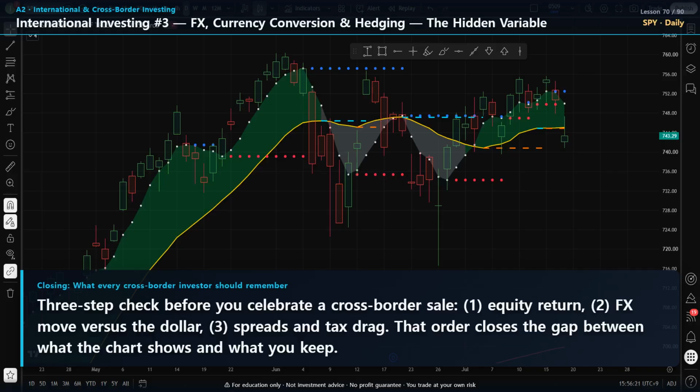3-step check before you celebrate a cross-border sale. 1. Equity return. 2. FX move versus the dollar. 3. Spreads and tax drag. That order closes the gap between what the chart shows and what you keep.